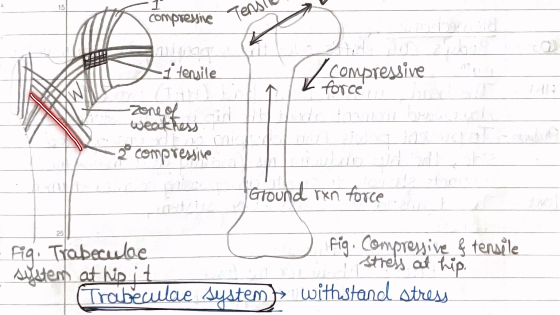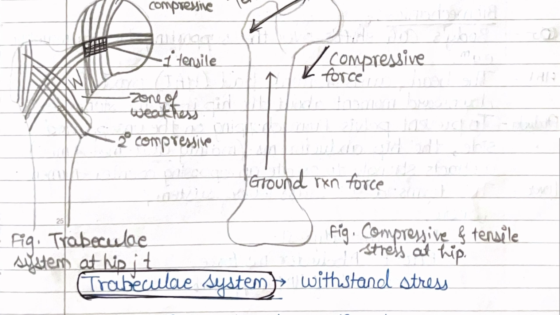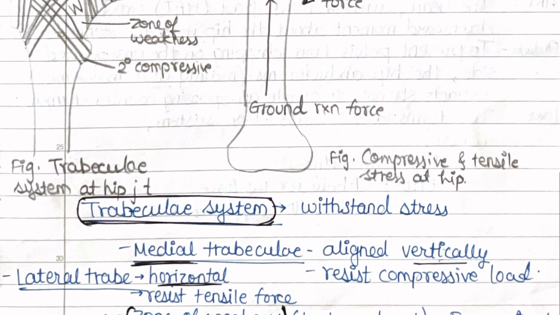Here it is the secondary compressive. This one was primary, here it was primary tensile, and here is the zone of weakness. So this you have to learn and you have to draw in the exam. This is the trabecular system which withstands the stress.